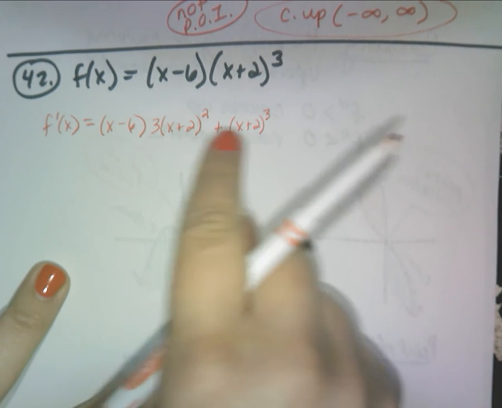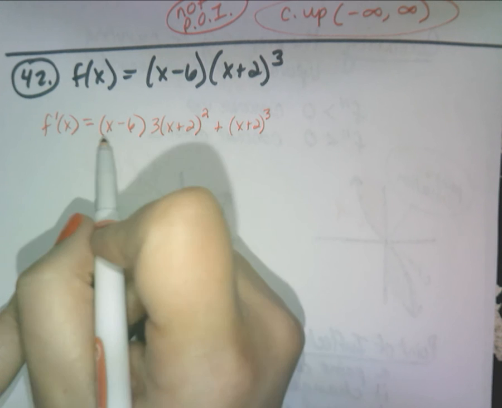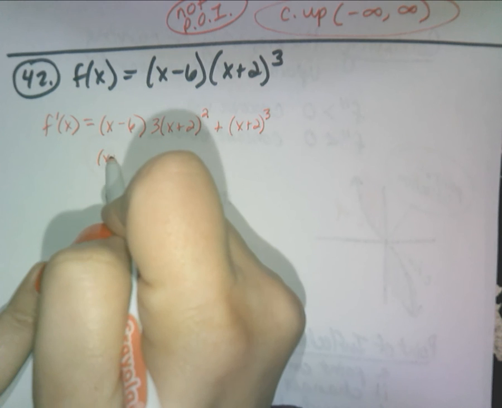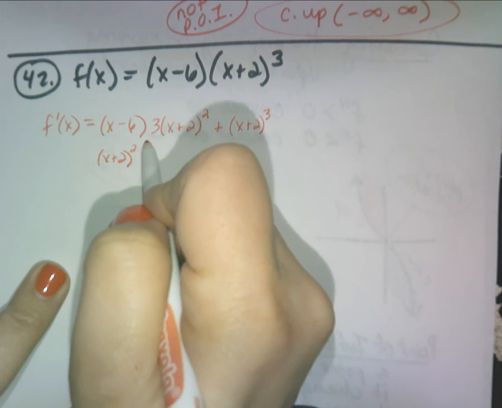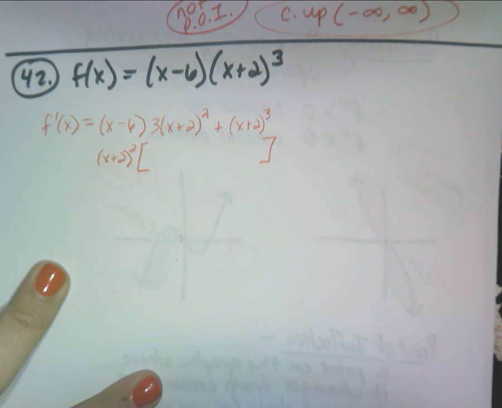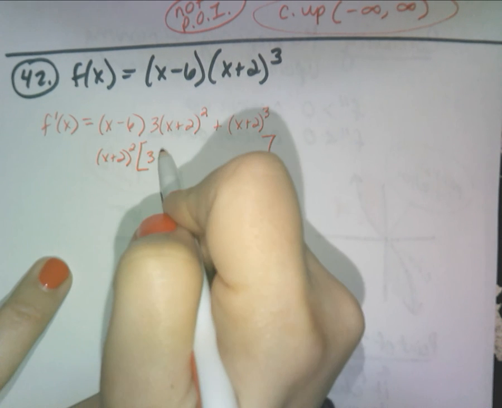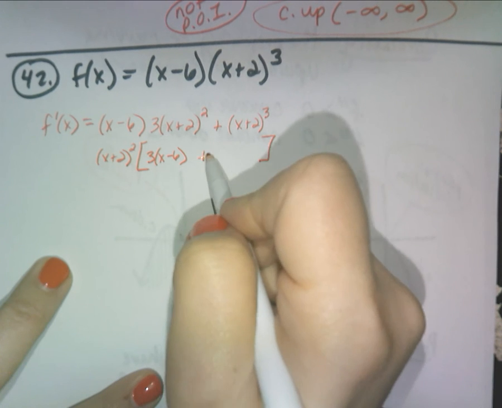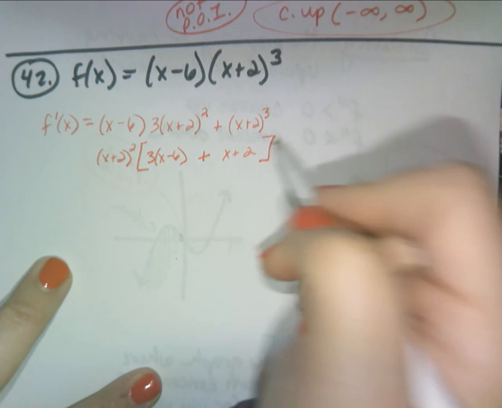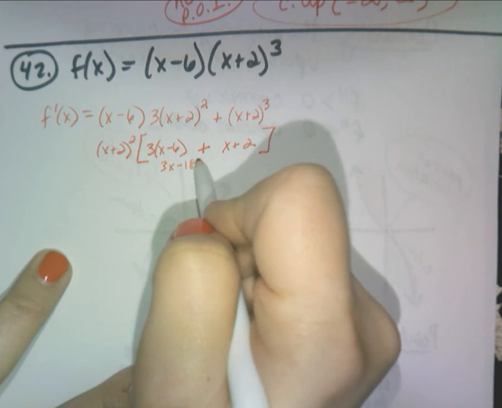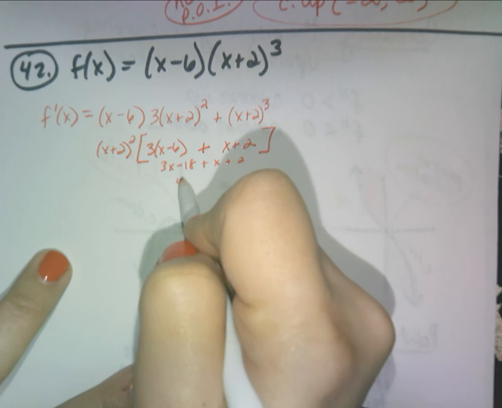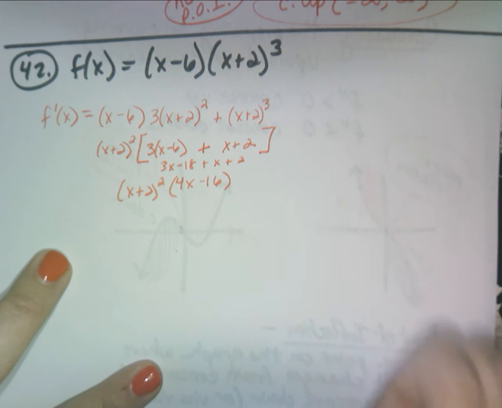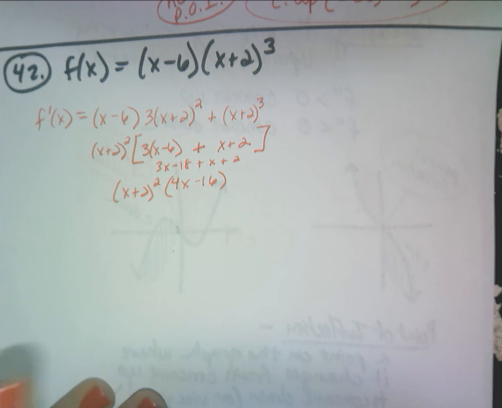Now, when I have something that looks like this, I like to factor out what they both have in common from each part. So I'm going to factor out an x plus 2, what power? Put a little bracket. Tell me what I have left. 3 times x minus 6, which is 3x minus 18. Plus x plus 2. So 3x minus 18 plus x plus 2 gives 4x minus 16 times x plus 2 squared. You could factor out another 4, but I'm just going to leave that there.